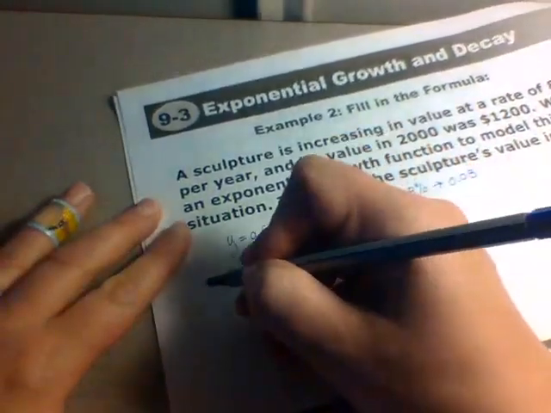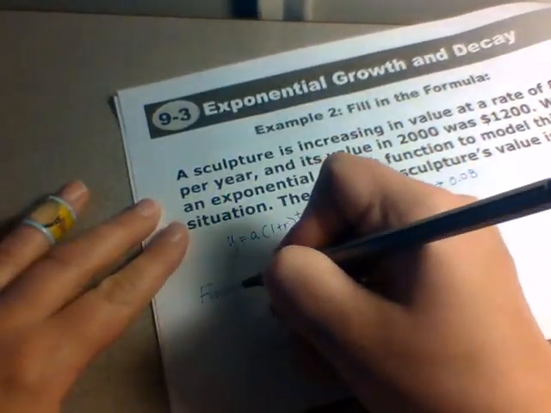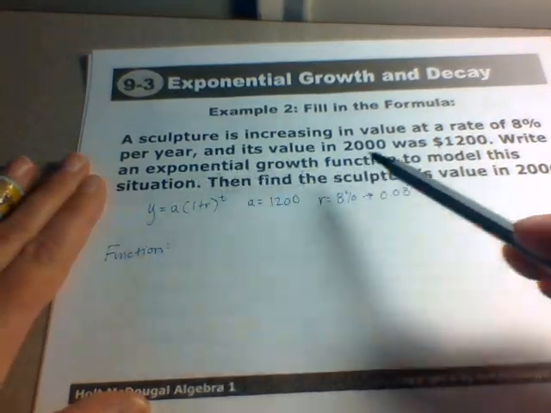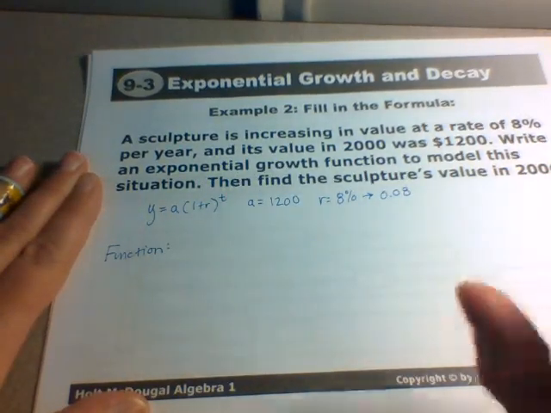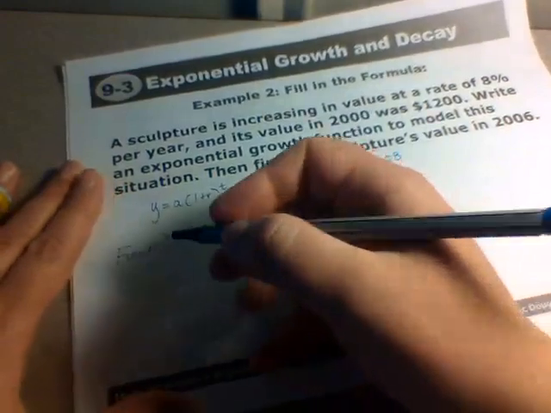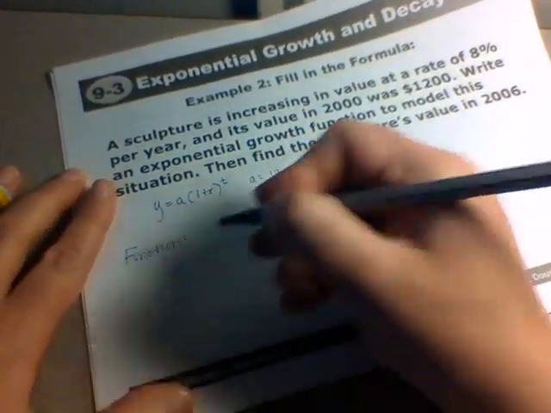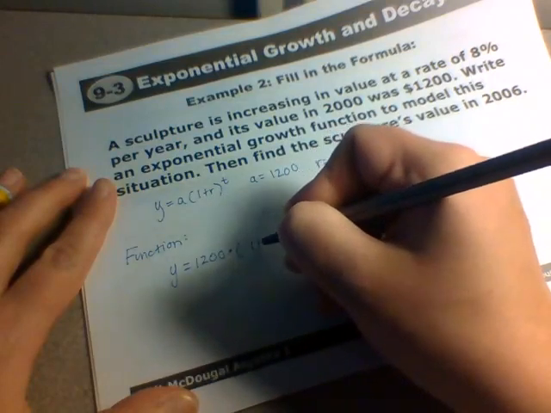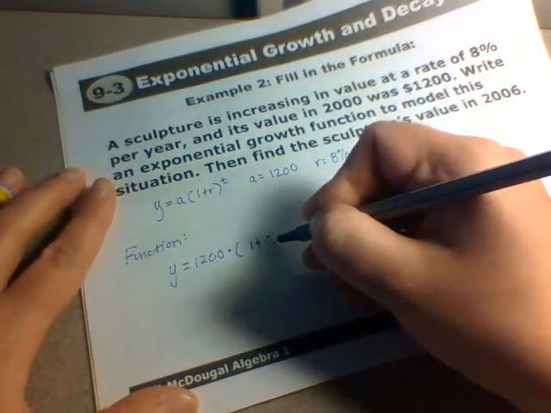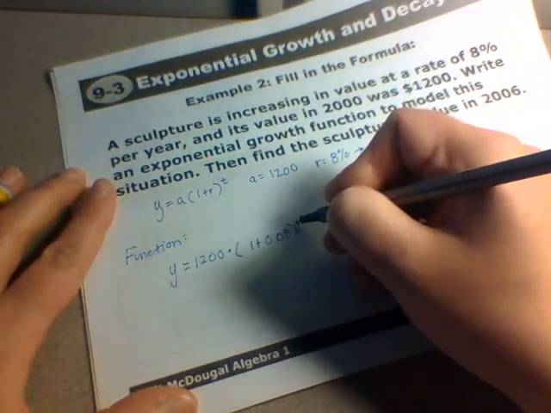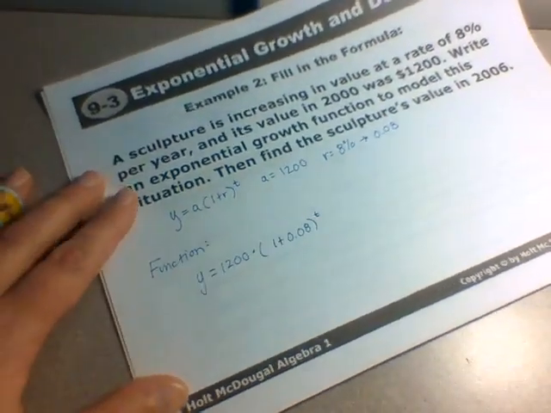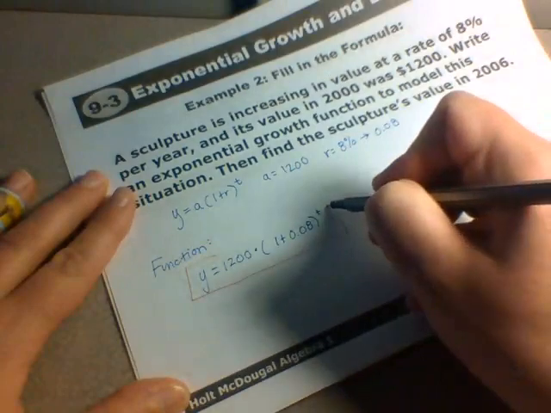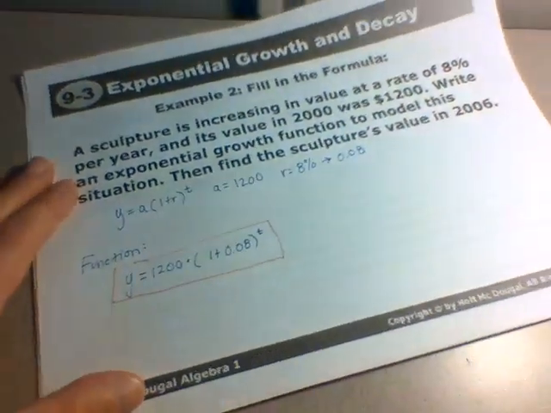So if we want to write the function, all we need to do is put in each of those pieces, because notice it says write a growth function, and then find the sculpture's value. So we're going to have a function of an a value of 1,200 times 1 plus our r value, 0.08, and that's being raised to the t. So this is the function. Notice there's a y, there's a t, and we don't plug those in yet.